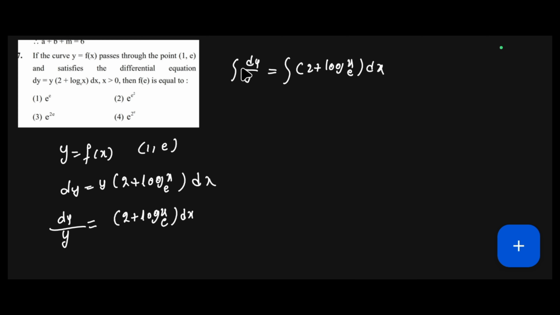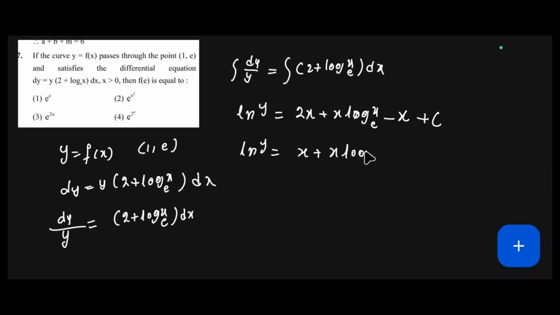Now the integration: ln of y is equal to the integration of 2, that is 2x, plus the integration of ln x, which is x log x base e minus x. So ln of y is equal to 2x minus x plus x log x base e plus c.